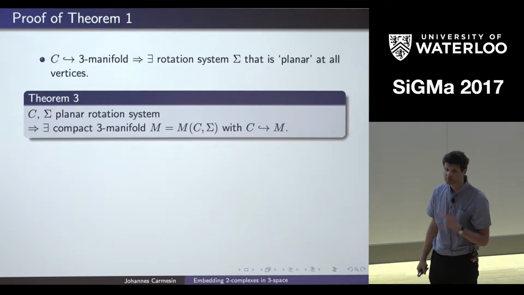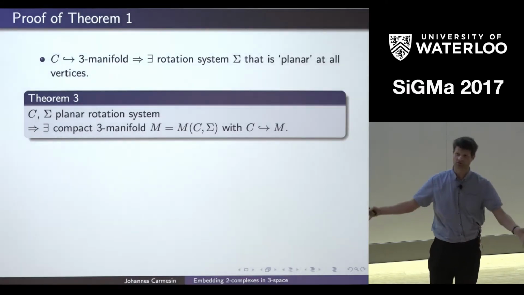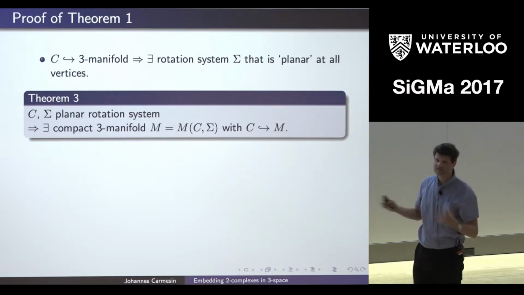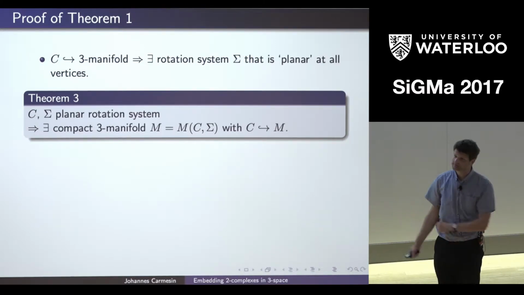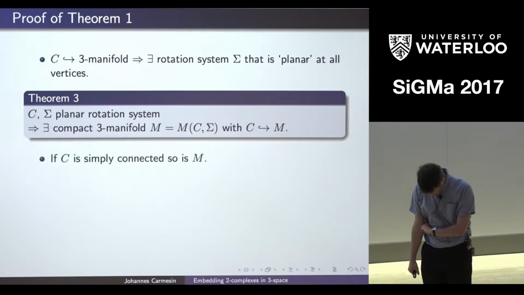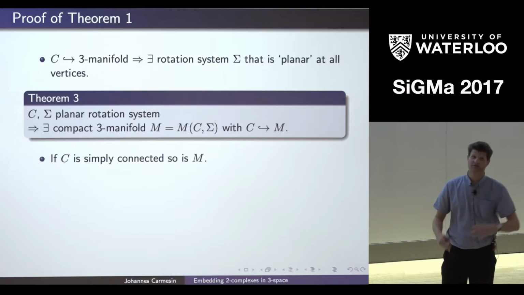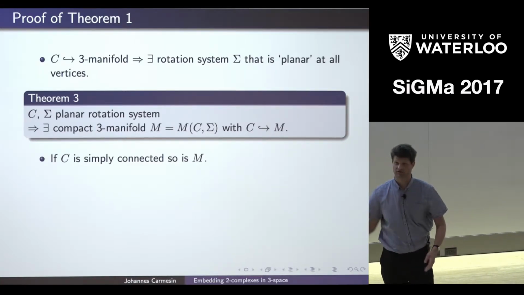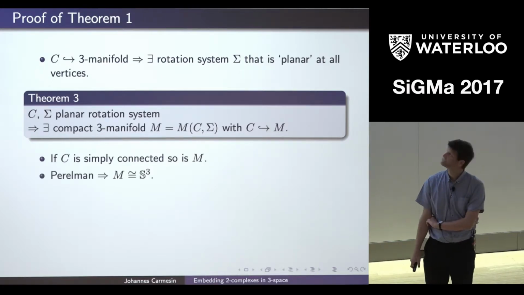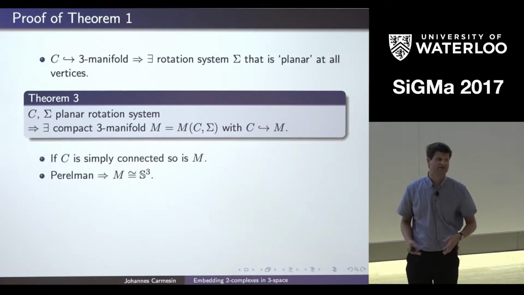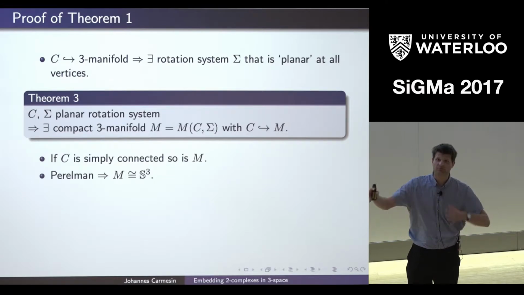But this process also works the other way around. So if you have a 2 complex, together with such a planar rotation system, then from this you can build some 3-dimensional manifold. And it's easy to check that if the 2 complex you start with is simply connected, then so is the 3-dimensional manifold. Proving the Poincaré conjecture, Perelman proved that if you have a compact 3-manifold that is simply connected, then it must be isomorphic to the 3-sphere.